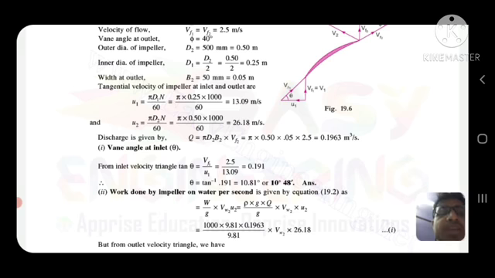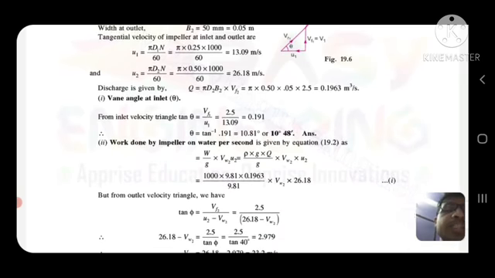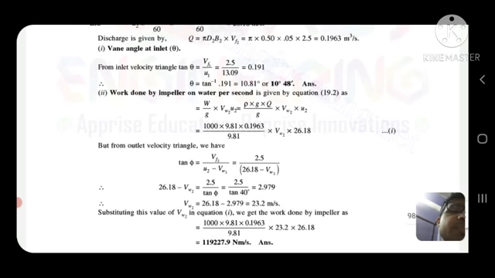Tangential velocity of the impeller at inlet and outlet: U1 is equal to pi D1 N by 60, pi into 0.25 into 1000 by 60, 13.09 meter per second. U2 is equal to pi D2 N by 60, pi into 0.50 into 1000 by 60, 26.18. Discharge is given by Q is equal to pi D2 B2 into Vf2, pi into 0.5 into 0.05 into 2.5, 0.1963 meter cube per second.